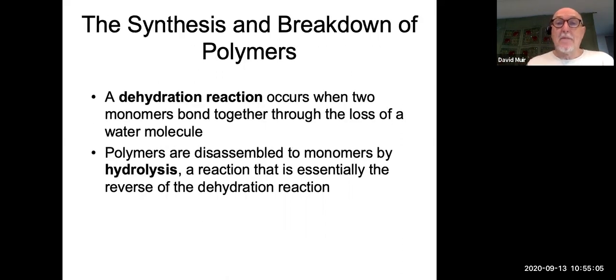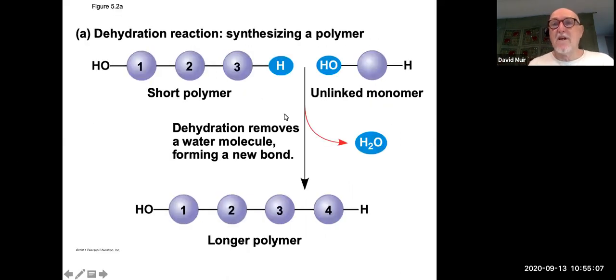So you don't need to worry overmuch about the details of the chemistry. I just want to show you how these molecules can be built, and they can also be broken down. So if I want to add monomers together to make a polymer, here's how I do it. Here, we assume we have a short polymer, and we're going to add another monomer here.